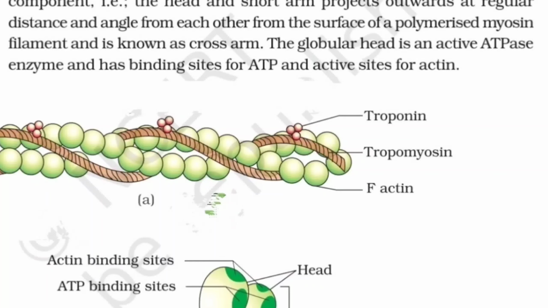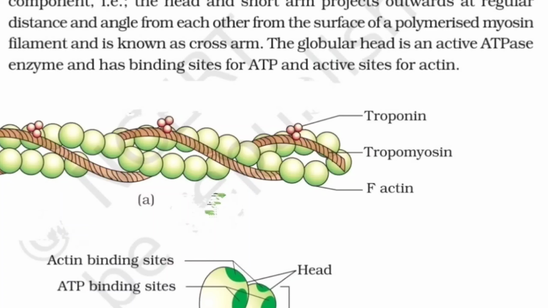Now the globular head is an active ATPase enzyme, with a binding site for the ATP and active sites for actin. Here we have the globular head as well. These two are responsible for the actin binding site. And the next, these two are responsible for the ATP binding site.